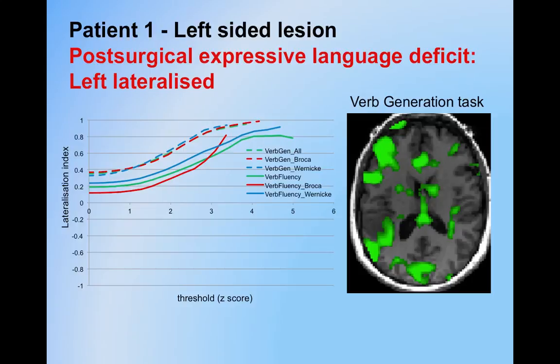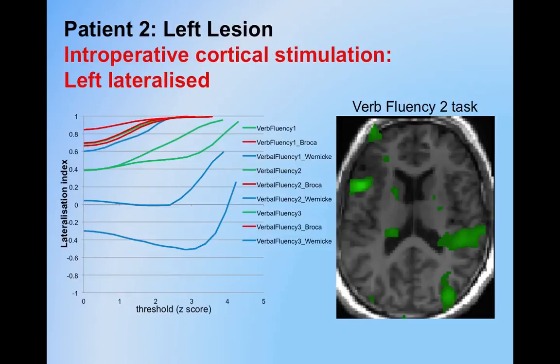And so it's not good for the patient, but this is good in that it seems like our fMRI studies are working. Our fMRI said they're left lateralized. They had a deficit after surgery, which means they definitely were left lateralized. So it's kind of a good validation. Okay, so now we've got another patient.